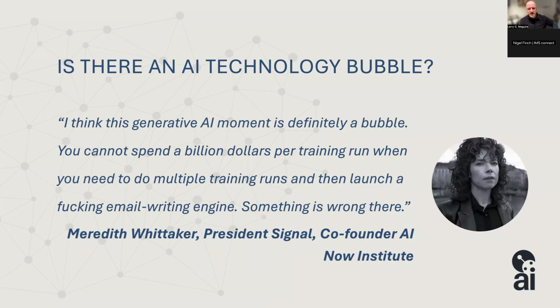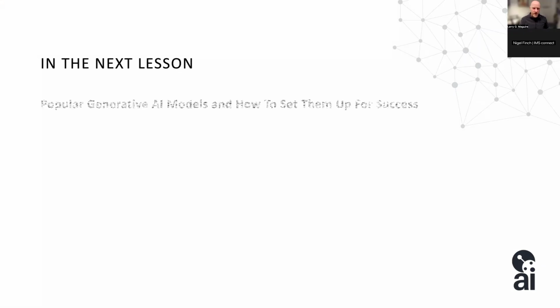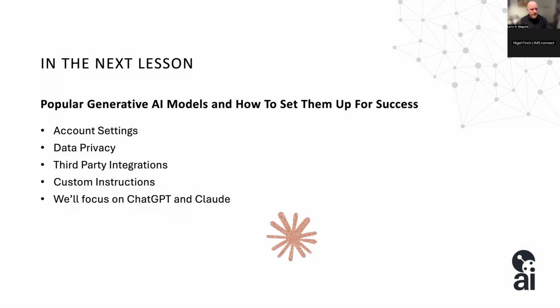Meredith Whittaker, president of Signal and co-founder of AI Now Institute, suggests that we're in a bubble. With $1 billion spent on a training run, that's problematic. So plenty of pros, but there are also cons in this process. Some other things we'll cover in future workshops.